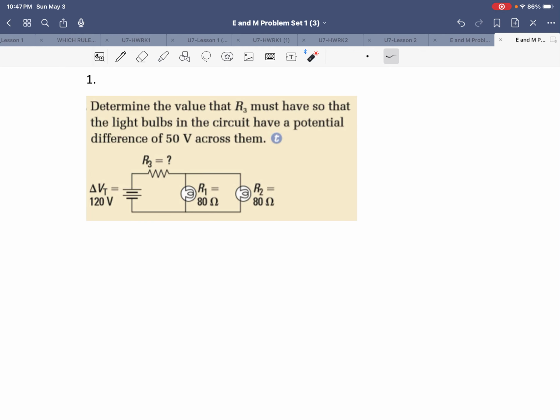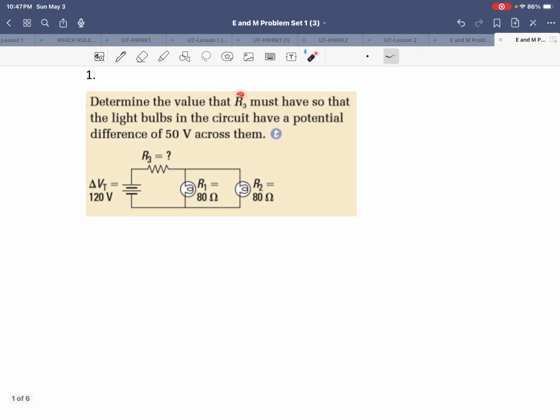Let's take a look at this question. We have a circuit, and in this circuit we have two light bulbs with resistance R1 and R2. They're equal, each 80 ohms. They're in parallel, and these two light bulbs that are in parallel will be in series with resistance R3. The total potential difference, delta VT, is 120 volts.